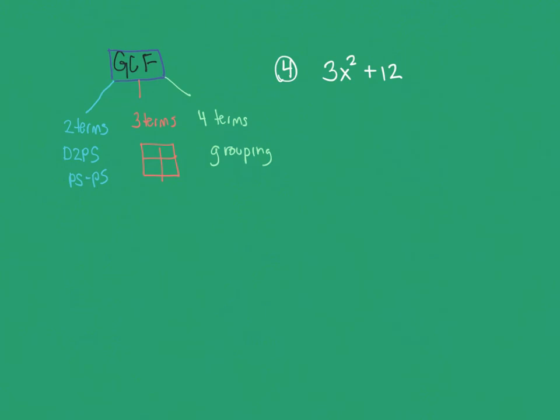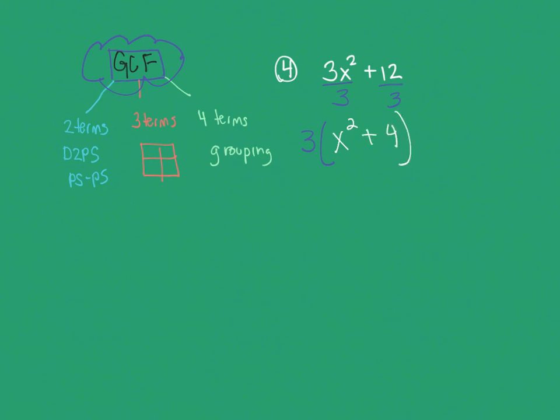Our very last one is 3x squared plus 12. And like always, we're starting up here. What's our greatest common factor? Our greatest common factor for this one is 3. So I'm going to factor out a 3. And when I do that, in parentheses, I'm going to have left an x squared plus 4.